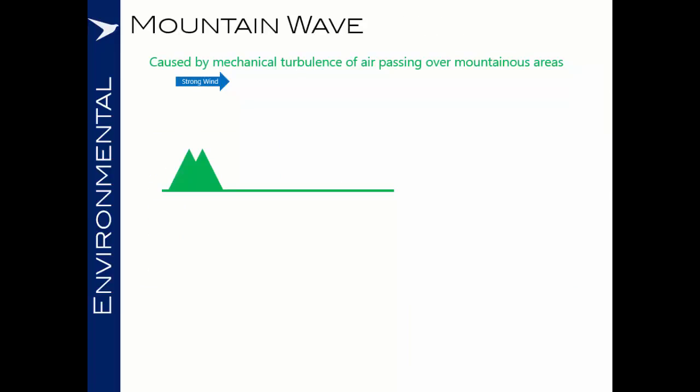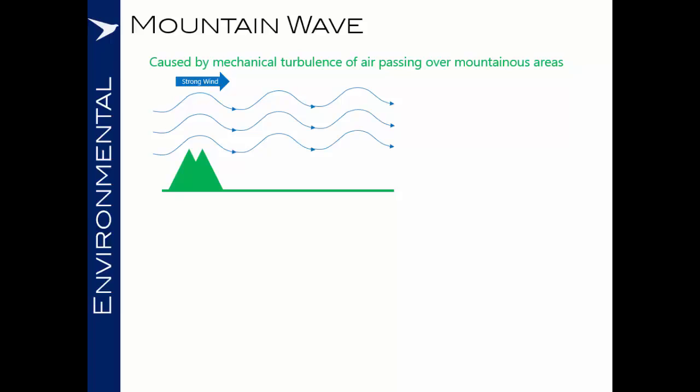Moving on to mountain wave, this is caused by the mechanical turbulence of air passing over mountainous areas. Airflow, which is passing over the mountains, will be forced to rise, and as it does so, in certain conditions, this can set off a wave effect which occurs for many miles past the downwind end of the mountain range.